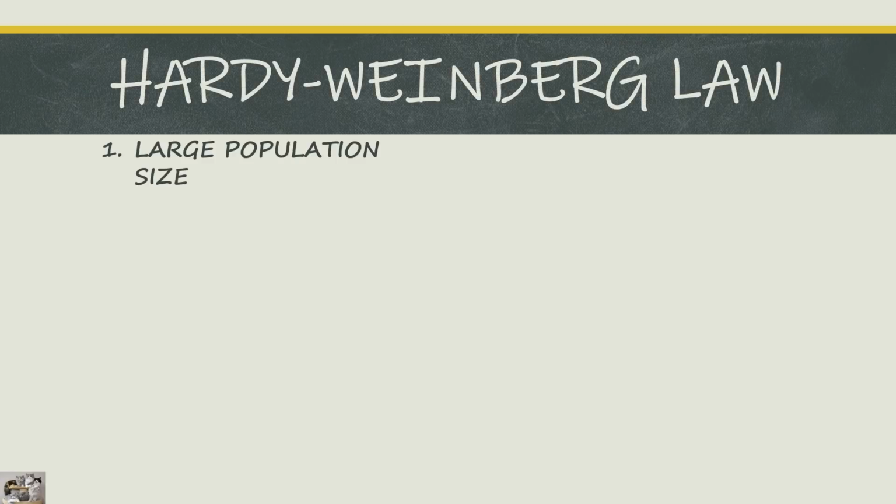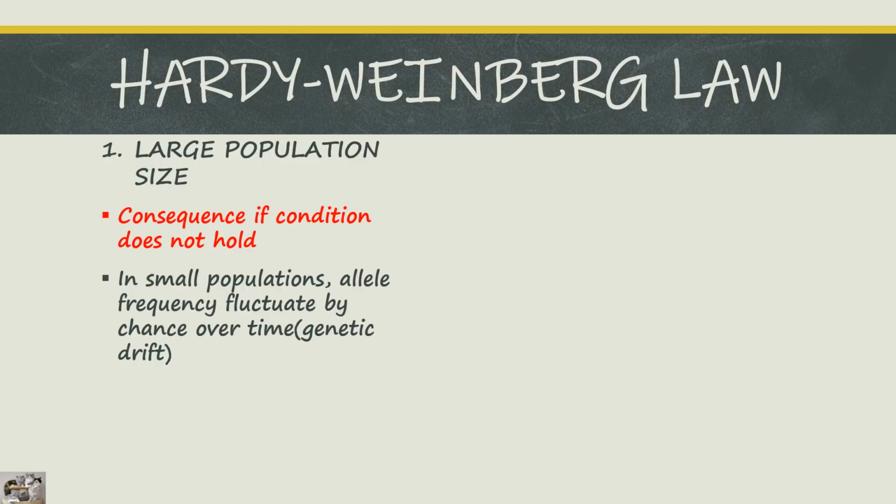First is large population size. Say the consequence if the condition does not hold. In a small population, allele frequency fluctuates by chance over time, or we call it genetic drift. Genetic drift is a random change in allele frequency in a small breeding population from one generation to the next.